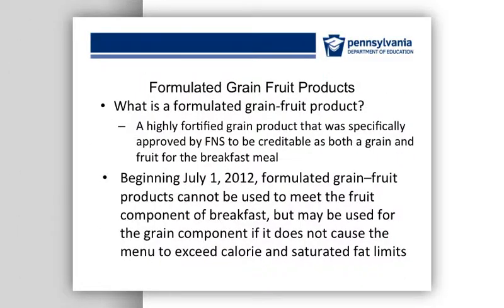Formulated grain fruit products are grain products that are highly fortified that were previously approved by USDA to be creditable as both a fruit and a grain. An example would be something like a highly fortified donut that previously was creditable as both a grain and a fruit. Effective school year 2012-2013, formulated grain fruit products can no longer be credited as a fruit, but they can still be credited as a grain.